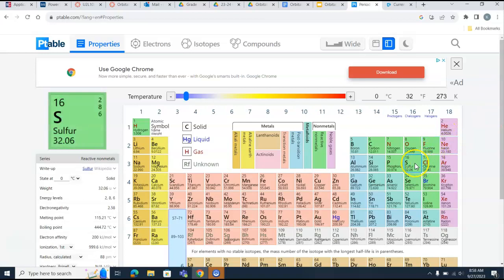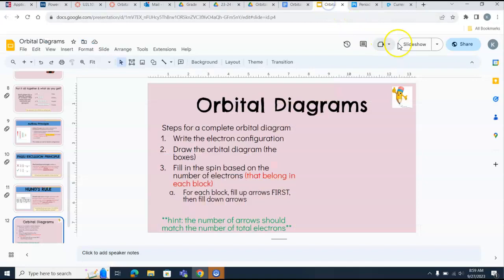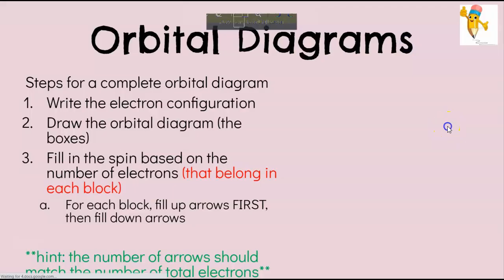So sulfur, he's right here. He's in the P block in the 3rd period, so he's 3p4. So our electron configuration is 1s2, 2s2, 2p6, 3s2, 3p4. That means when I get to my 3p subshell, there's going to be 4 electrons in that box. So let's take a look and see what this looks like.